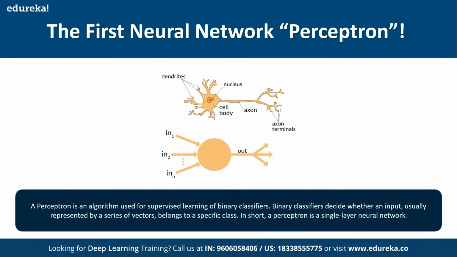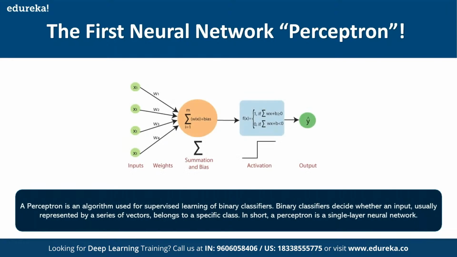So this is how we'll be working with the neural network. Basically, the neural network has the input layer, and we have some processing layer which does some processing, and we've got the output layer. Now when I say processing, it's basically the summation and bias term.